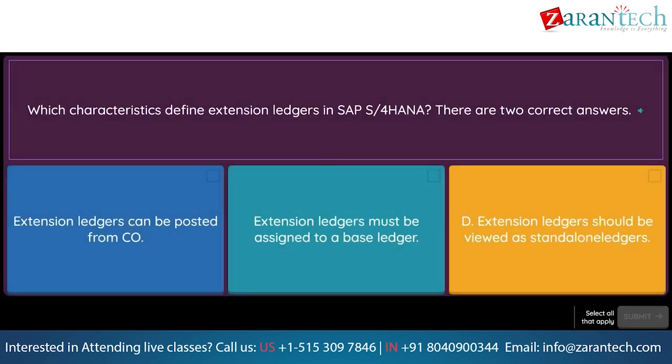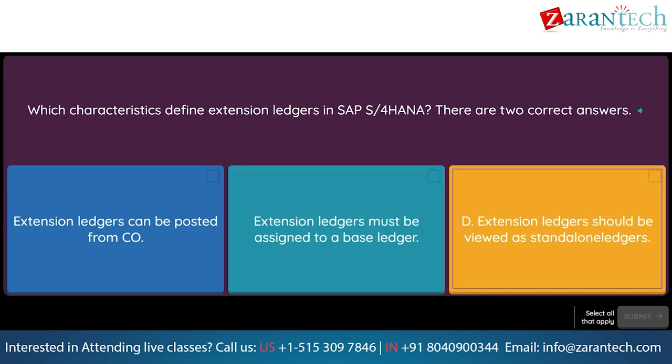Question: Which characteristics define extension ledgers in SAP S/4HANA? There are two correct answers. Option 1 Extension ledgers can be posted from CO. Option 2 Extension ledgers must be assigned to a base ledger. Option 3 Extension ledgers should be viewed as standalone ledgers.